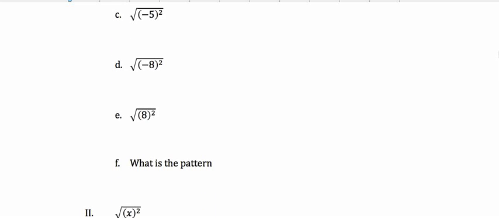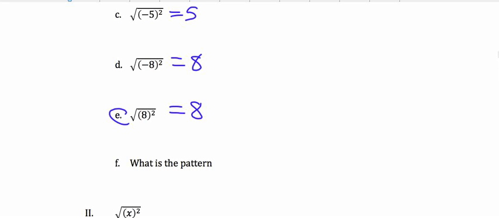Okay? So, hopefully for this one you got 5. This one you should have gotten 8. This one you should have gotten 8. So what's the pattern here? Well, it's not the same. You don't just get the number that was squared.